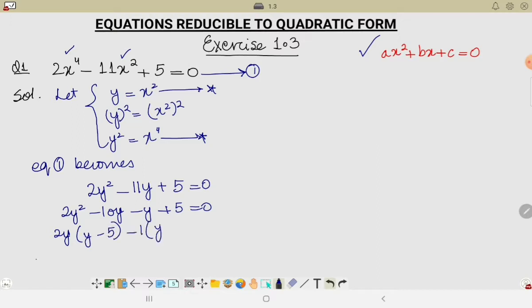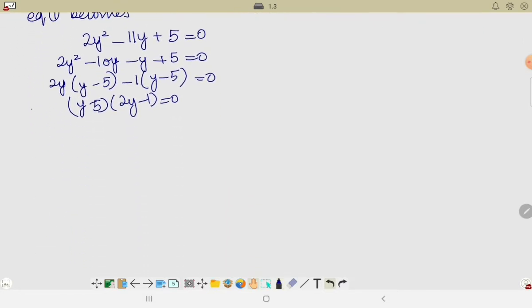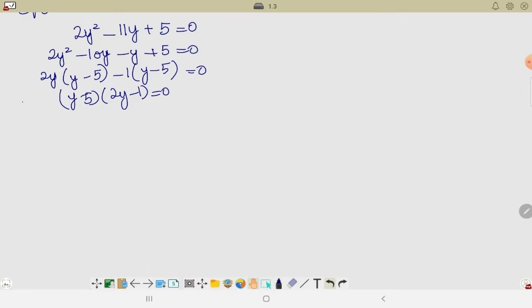So we'll take minus 1 common. We got two factors, y minus 5 and 2y minus 1. So we'll write either y minus 5 equals 0 or 2y minus 1 equals 0. So y is equal to 5 and y is equal to 1 by 2.